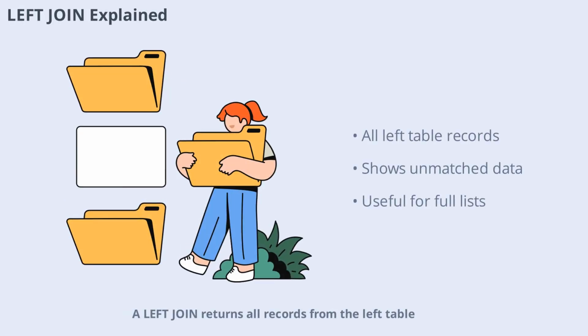Left join returns all records from the left table, along with any matching records from the right table. If there's no match, you'll still see the left table's data, but the right table's columns will be empty. This is useful when you want to see all entries from one table, even if there's no related data in the other. For example, you might want a list of all customers, including those who haven't placed any orders yet.